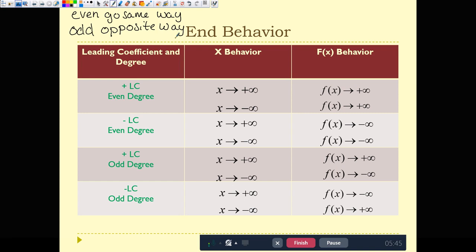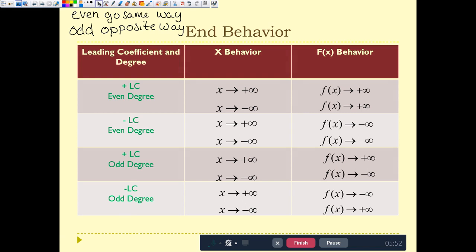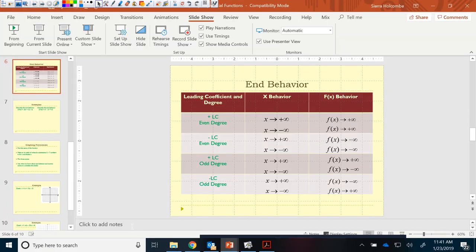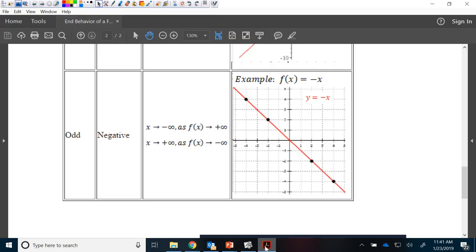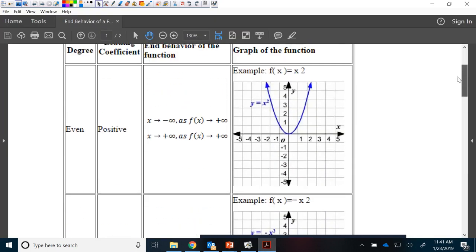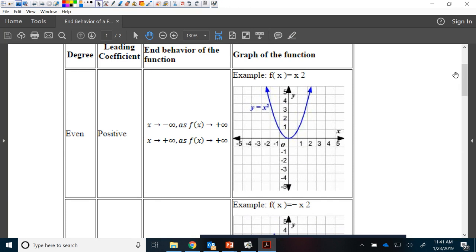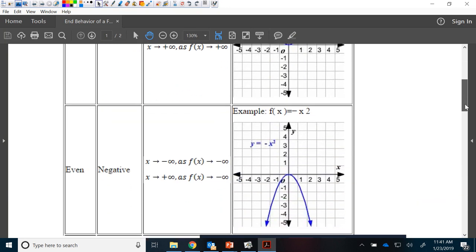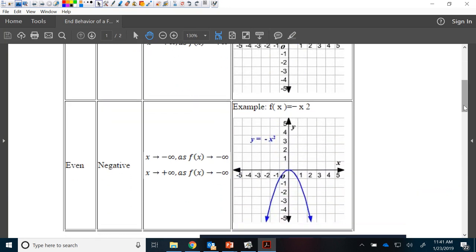And then your extra notes have examples of pictures. So if you look at the extra notes, even, positive, both up. And this is literally what you're going to be writing when asked for the end behavior. Even, negative, both down. There could be turns in the middle though.